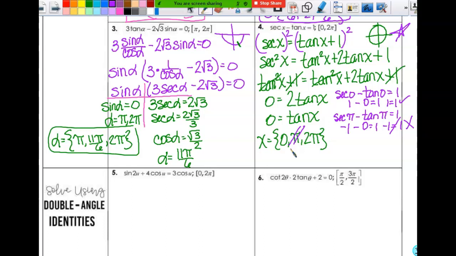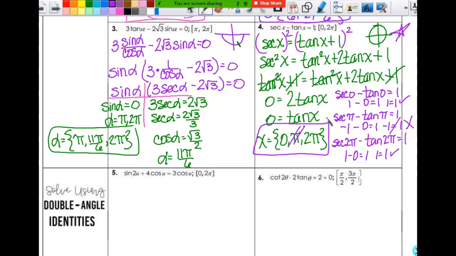Then I have to check 2 pi. Because basically either all of them could work, none of them could work, or some of them could work. So you still have to check them all. So now I'm going to try secant of 2 pi minus tangent of 2 pi equals 1. So cosine of 2 pi, I'm really back at 0, so I get the exact same value. So the same thing's going to happen that did up there. 1 minus 0 equals 1, 1 equals 1, and we like that. So this is my answer.